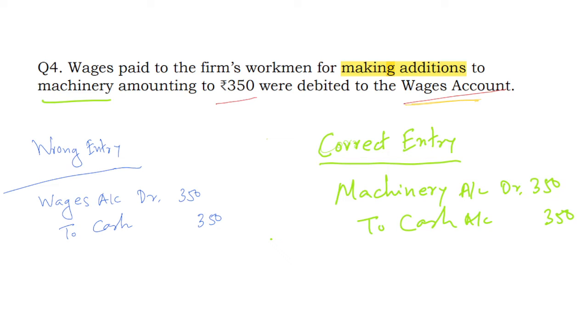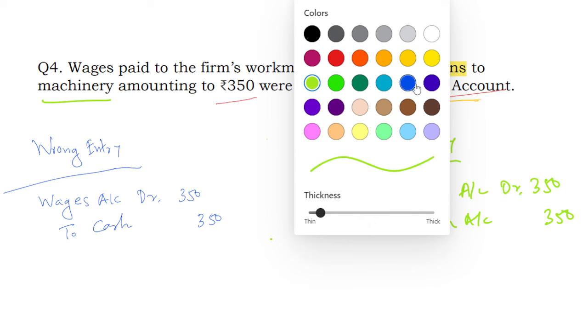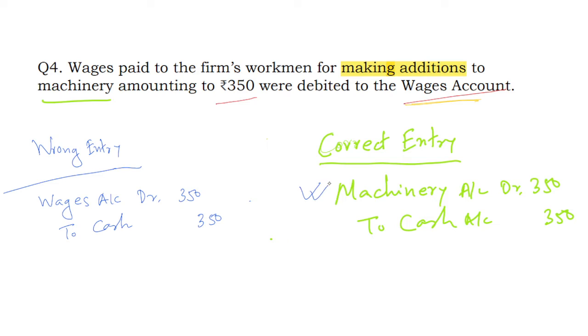If a machine is purchased, then we have to make the entry in the machinery account. Here we are not purchasing any machinery. Here we are paying wages, so it must be in the wages account, right or not? Okay, I'm getting your point. You are saying that no machinery is purchased, so how can the machinery account be debited? Let me clarify one point.